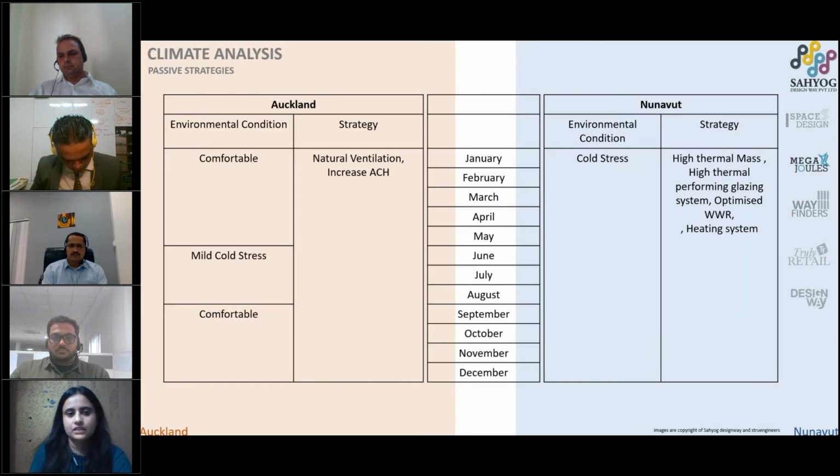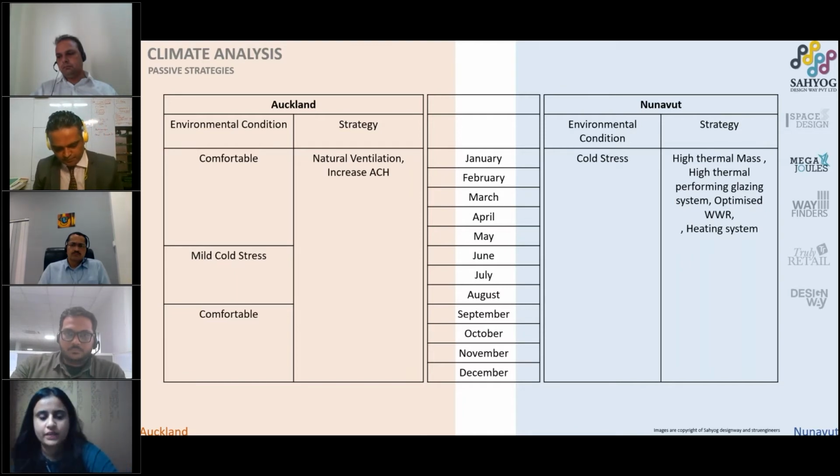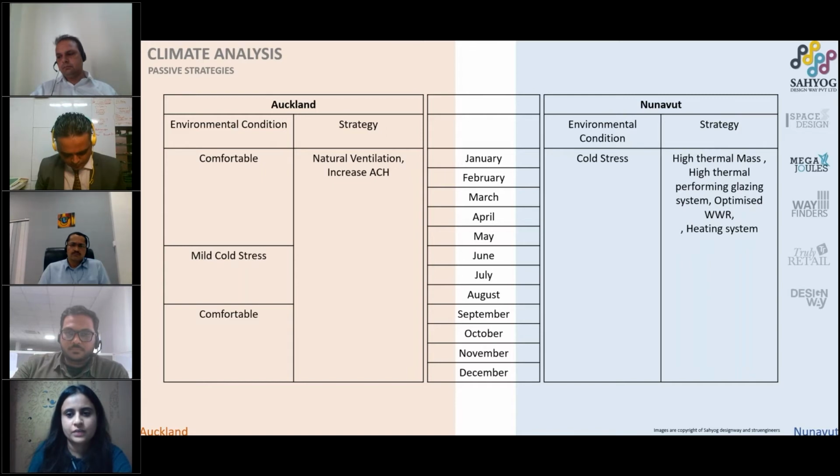Basically, these are the list of the passive strategies that we have applied in both cases. As Auckland is more comfortable in its environmental condition, we have provided natural ventilation, and in the mechanical system we have increased the ACH, that is air change per hour. Whereas in Nunavut, because of the cold stress, we have provided high thermal mass with a high thermal performing glazing system. We have optimized the WWR, that is window to wall ratio, and we have provided an appropriate heating system.